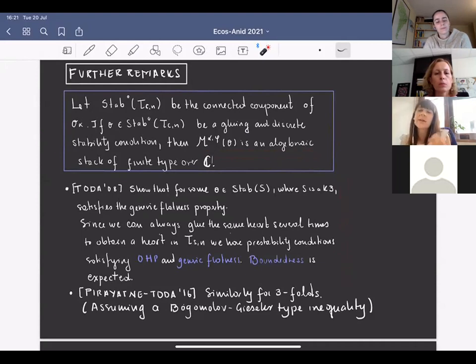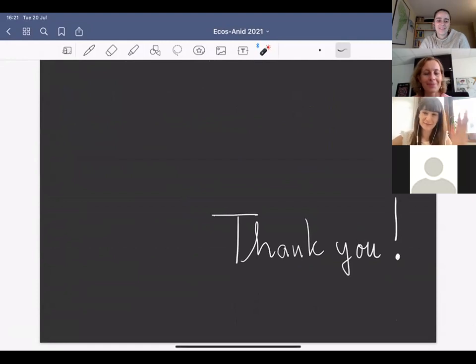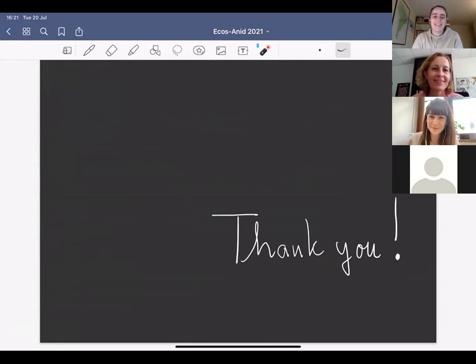We haven't proved boundedness, but it is expected to be bounded, and it could be done by hand. So in the case of triples or over K3 surfaces, we are also going to obtain moduli as algebraic stacks of finite type over C. So that's more or less all. Thank you. I hope it was not that fast, and I am happy if you have any questions.